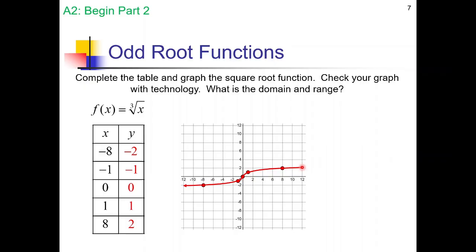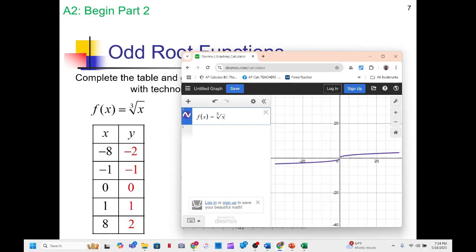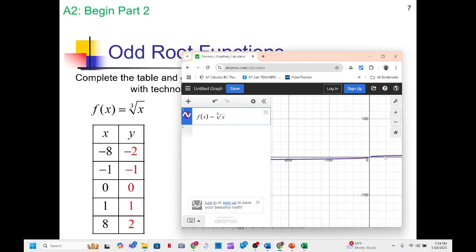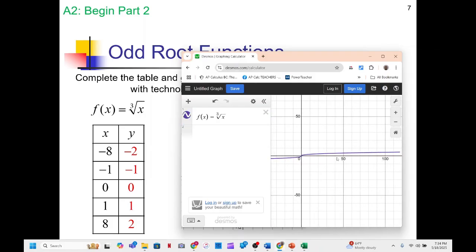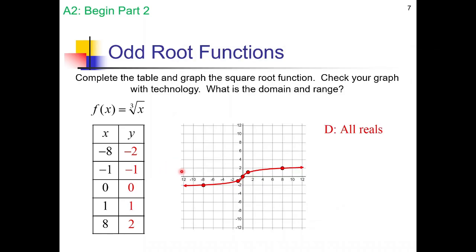And taking a look at the domain on this, we're going left and right forever. So that's going to be all real numbers for the domain. And for the y values, this climbs very slowly. But if you do check this out and you zoom out far enough, you can eventually get up to whatever y value you need to. You would just get there very, very slowly. So this one is going to be all reals for the range as well.